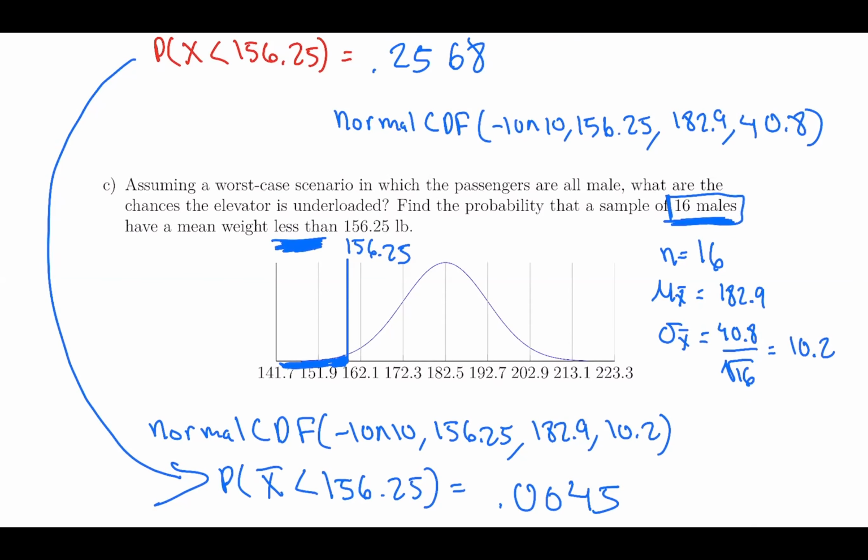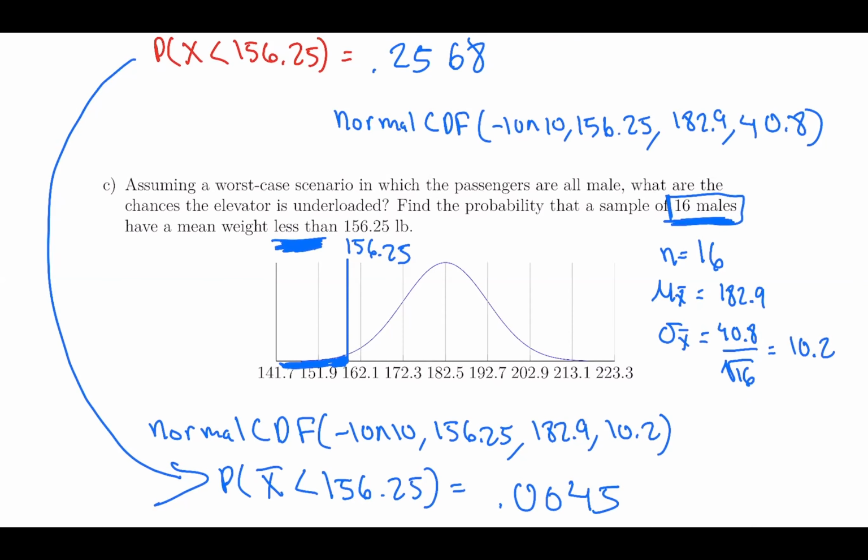Yeah, so if you look at it, you have a higher chance of selecting one male whose weight is less than 156.25 versus if you get 16 males. The chances that the average weight of those 16 males is smaller than 156.25 pounds is not very likely.